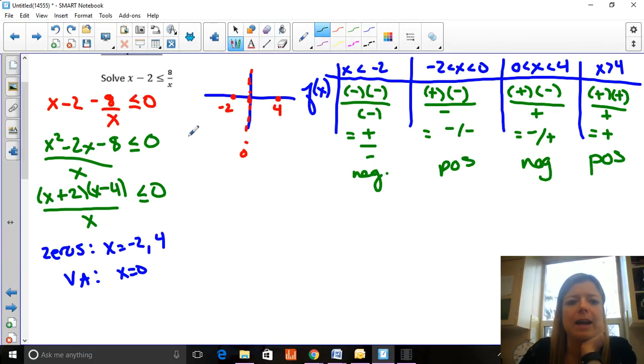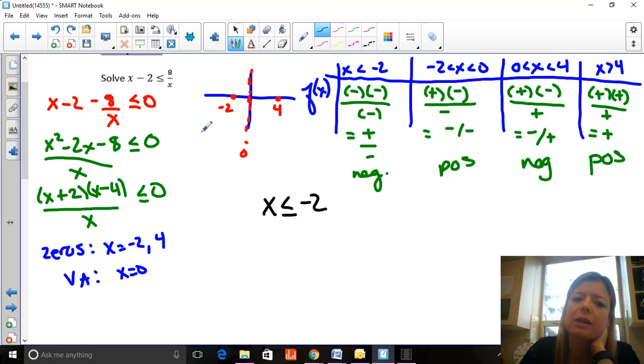So I'm asking, when is this function less than or equal to 0? It's less than 0 before -2, and it's equal to 0 at -2. So my solution will include all x less than or equal to -2, because -2 is an x-intercept. If -2 were a vertical asymptote, that wouldn't work because it can't be equal to -2, right? So I can think about my function that will include 2.